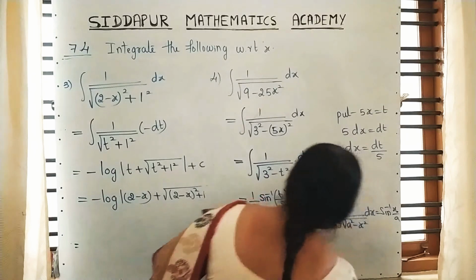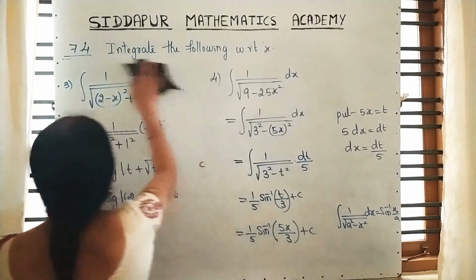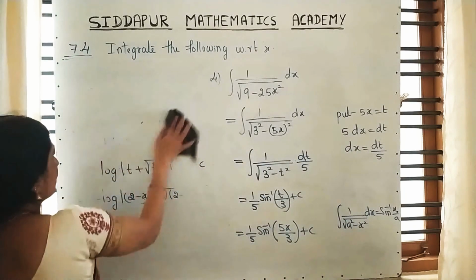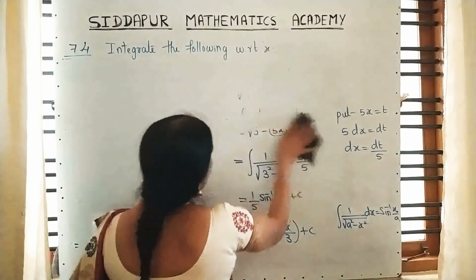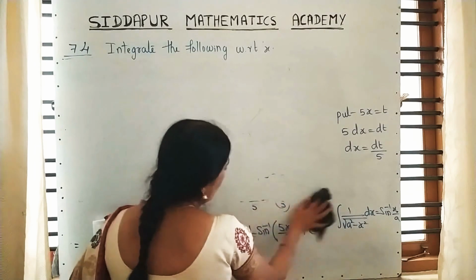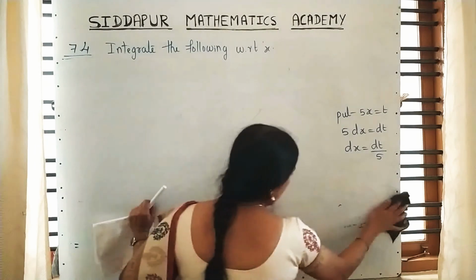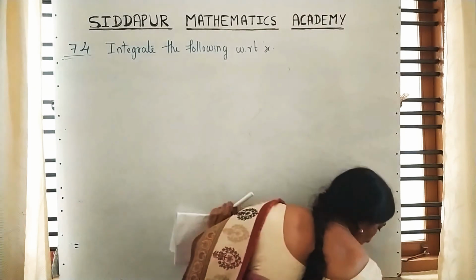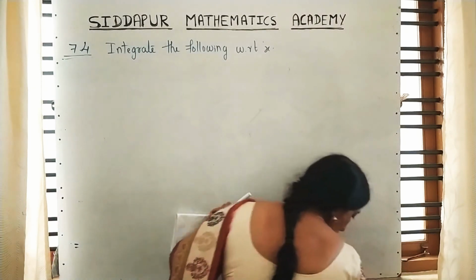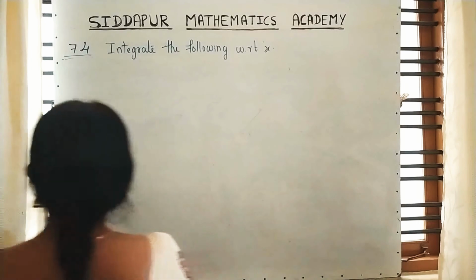Moving to the next example, question number 5. See, the sums are very simple. Only thing is you have to be thorough in those 6 formulas. So that's why I am telling, please keep that formula list in front of you, and along with me, just go on writing these problems. Next.